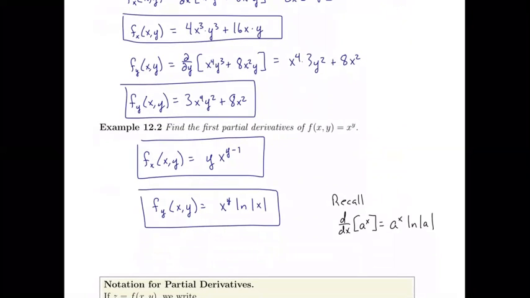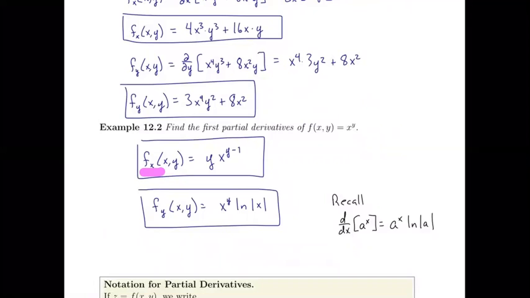So another example to exhibit these properties a little bit further. Find the first partial derivatives of f of xy equals x to the y. Okay, so again, first partial derivatives means for every component of this function, we have two components, x and y. So I'll have the first partial with respect to x, given by this.